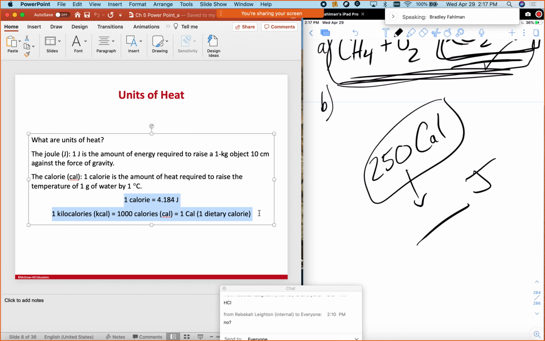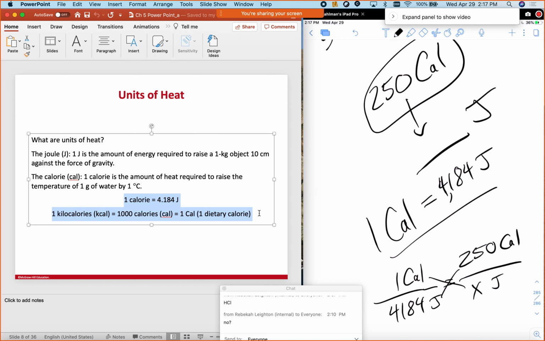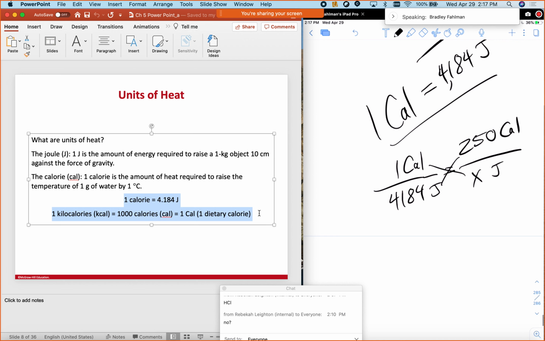Okay, so you'd have to, like, 1 Cal is equal to 4,184 joules, right? 4,184, okay? And so you could set up a little ratio, right? If one Cal, capital C, is 4,184 joules, and I have 250 Cals, then how many joules? Okay, so you just multiply those. Okay, and I might ask you in terms of kilocalories or kilojoules, right?